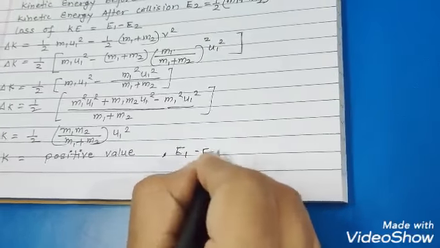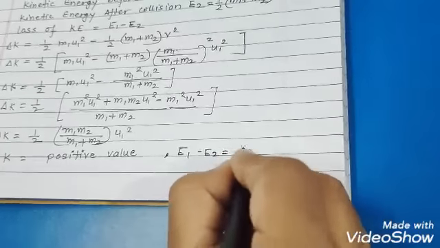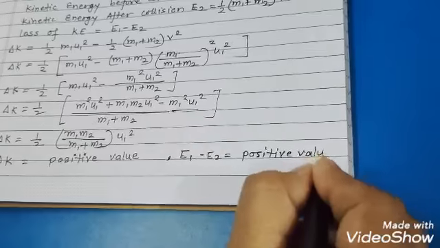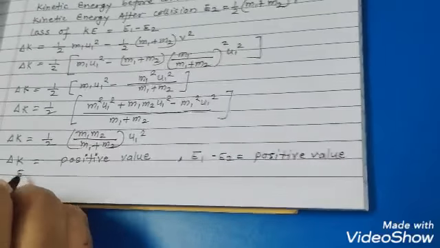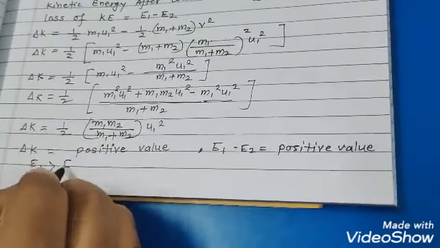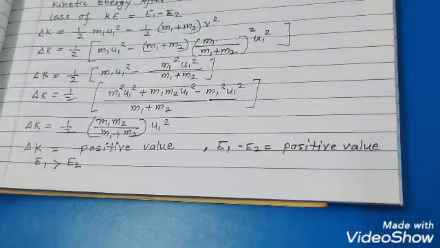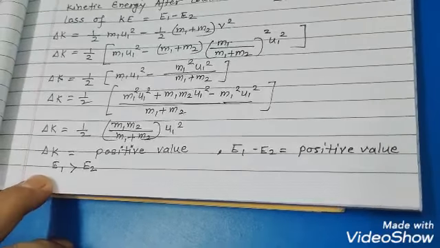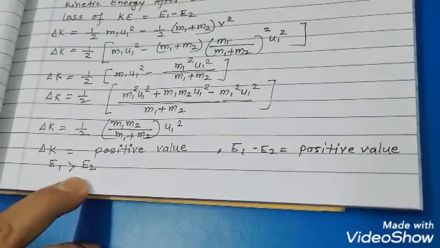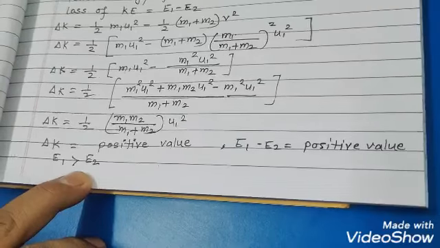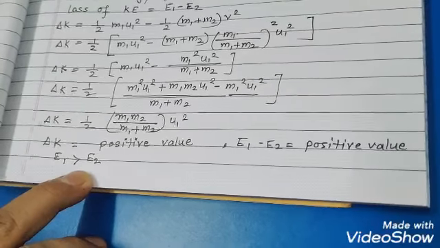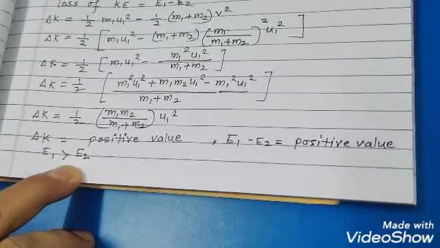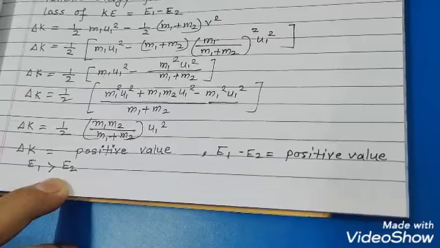This E1 minus E2 will be a positive value, and it will be positive value means E1 is greater than E2. That means the kinetic energy before collision will be more than the kinetic energy after collision. So it is proven now that the loss of kinetic energy will take place in case of perfectly inelastic collision in one dimension.